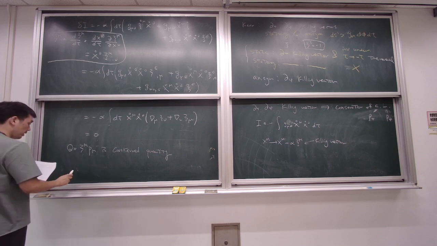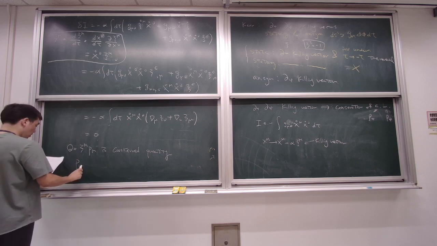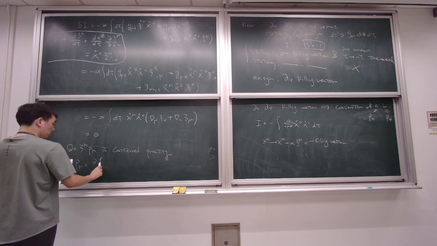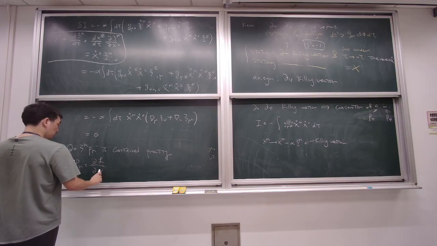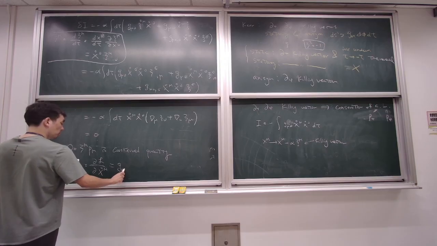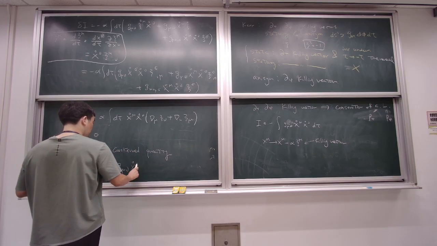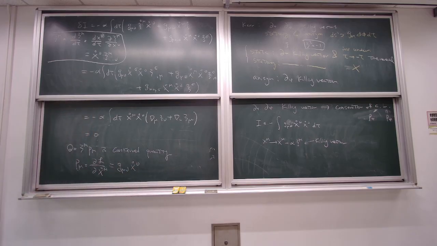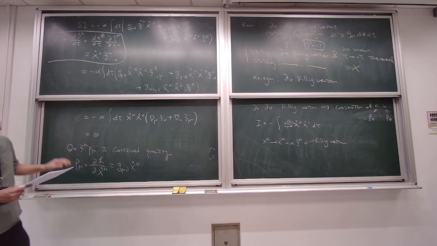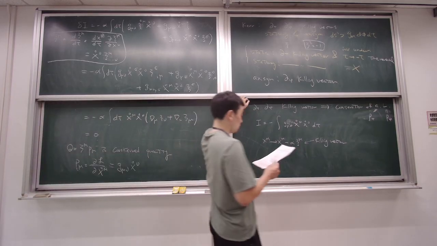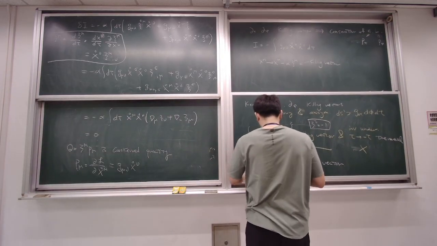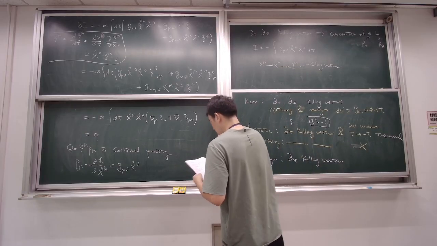So where P is defined by del L del x dot mu, which is G mu nu x dot mu from this action. So this is the conserved quantity. I mean this one, it's easy to show by using the Euler-Lagrange equation.